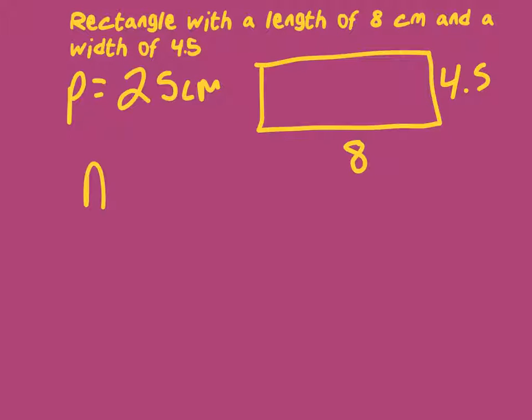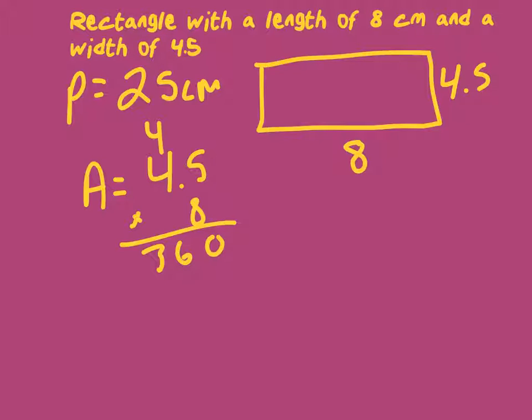To do the area, we would need to multiply those two together, length times width. So 4.5 times 8. 8 times 5 is 40. 8 times 4 is 32, plus 4 is 36. And I don't need that 0 because the decimal goes there, so the area is going to be just 36 centimeters squared. It goes fast once we get the hang of it, right?